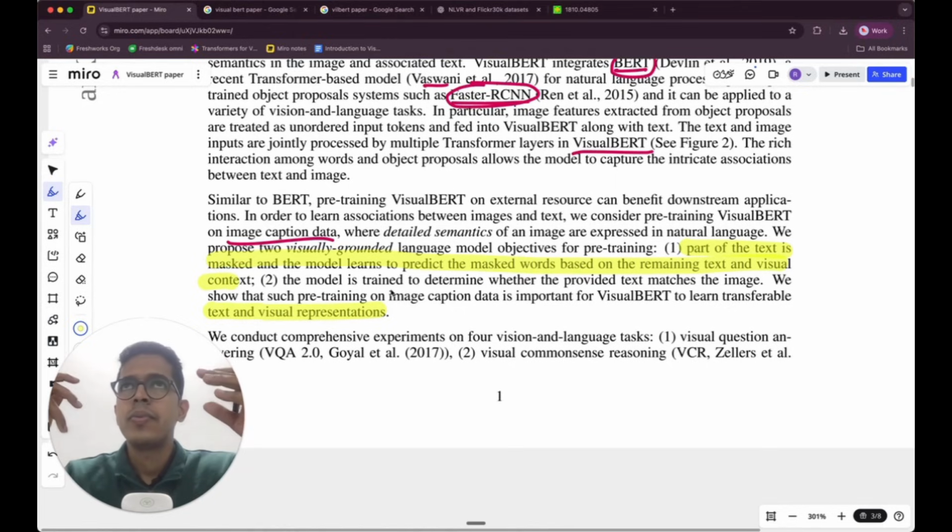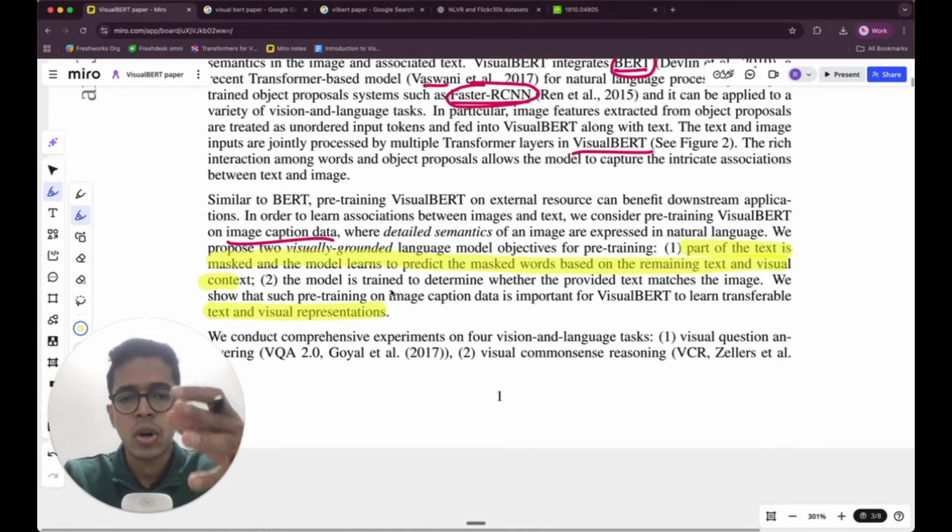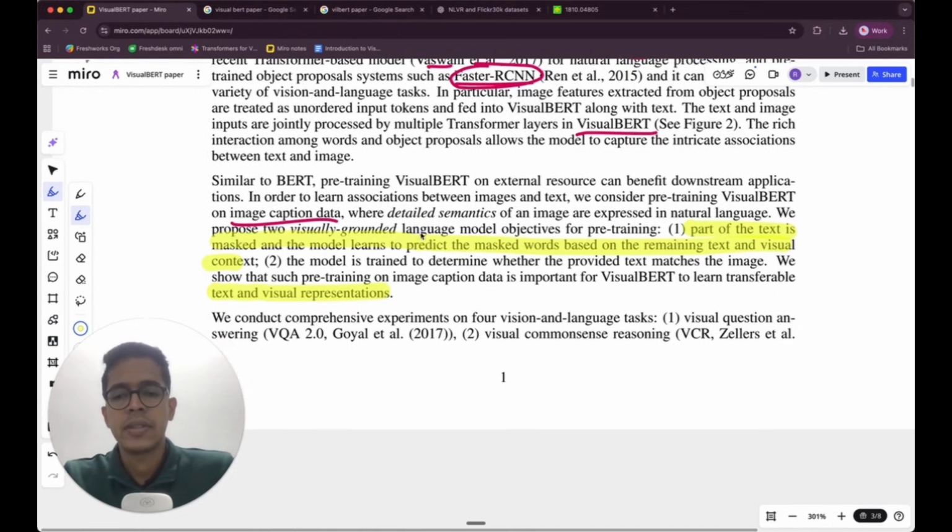The end goal is to make this model trainable for other downstream tasks, maybe like visual question answering or commonsense reasoning, etc. But to equip the model for that, what should we pre-train it on? We may pre-train it on image caption data. So that is what this paragraph is saying.